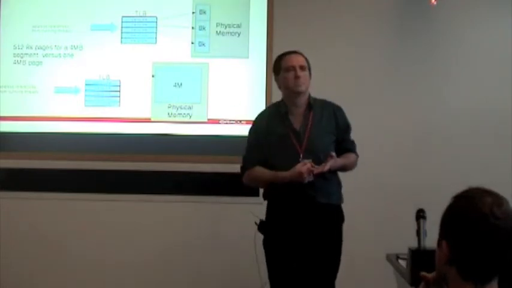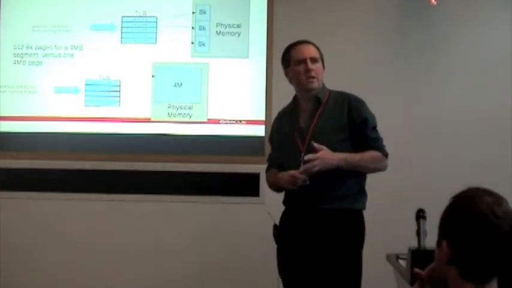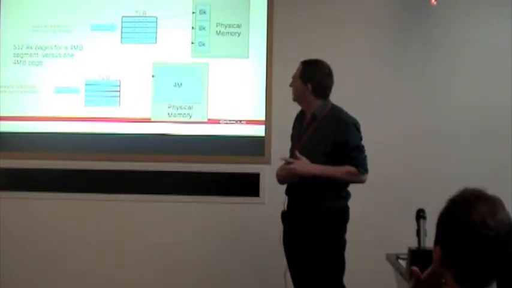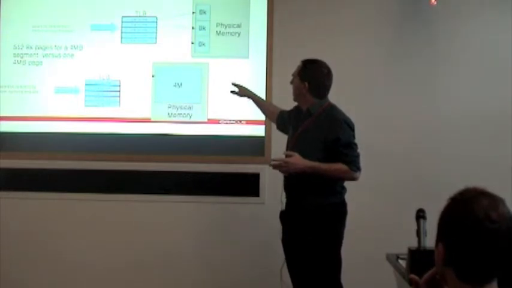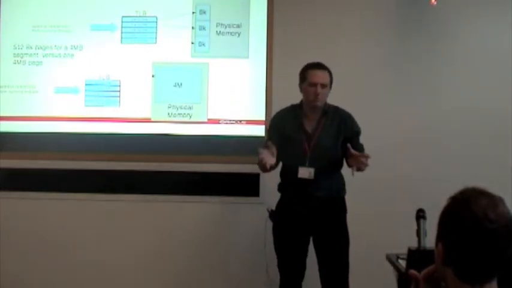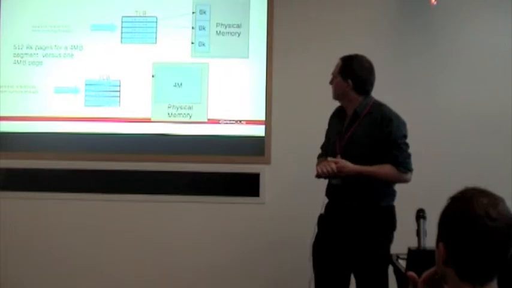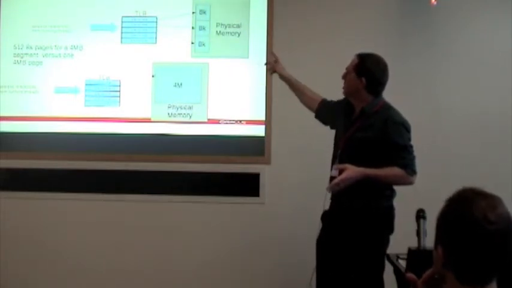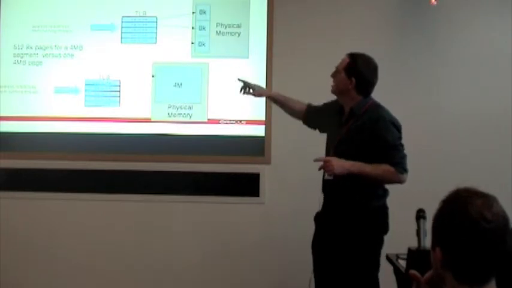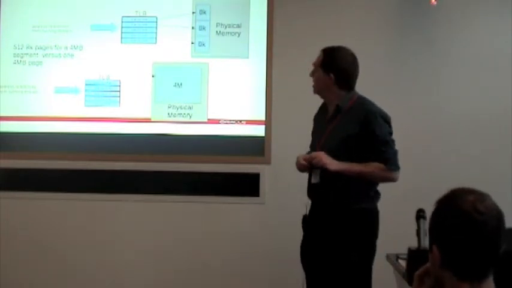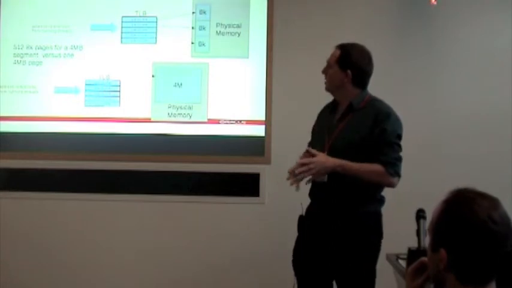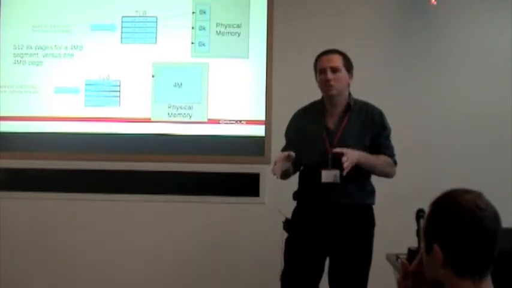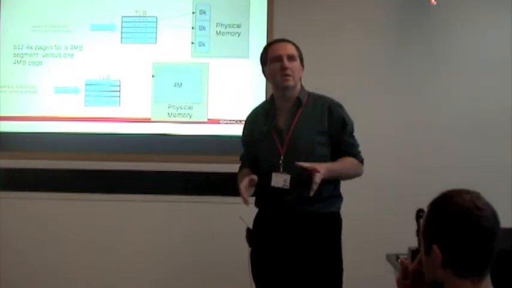I think 1 gig is the largest I've seen. Sorry, 2 gig is the largest page size I've seen in some of the modern SPARC machines. But 4 megabytes is traditionally used. So instead of having to do a large number of 512 8K translations, we can do one, and that is going to be a lot quicker. And this can even show dramatic improvements.